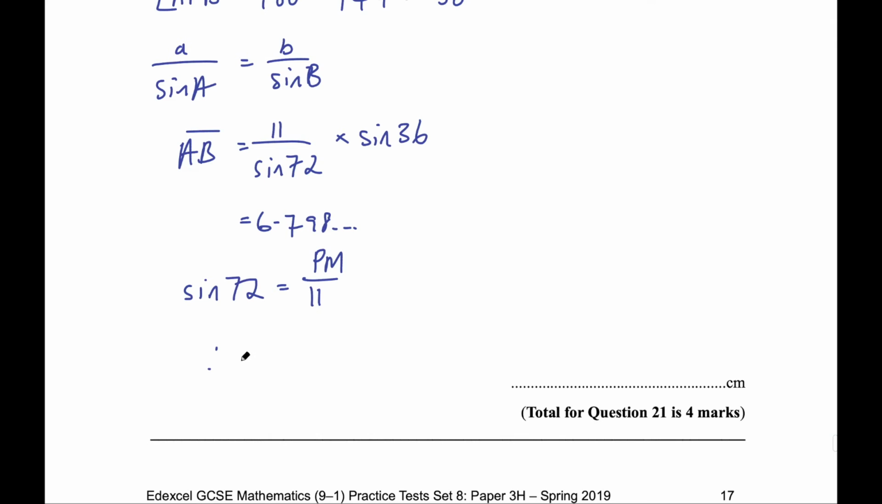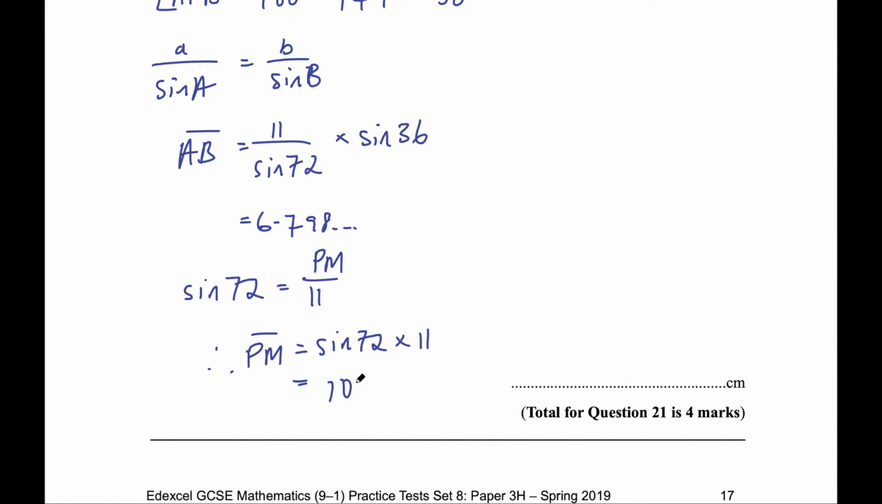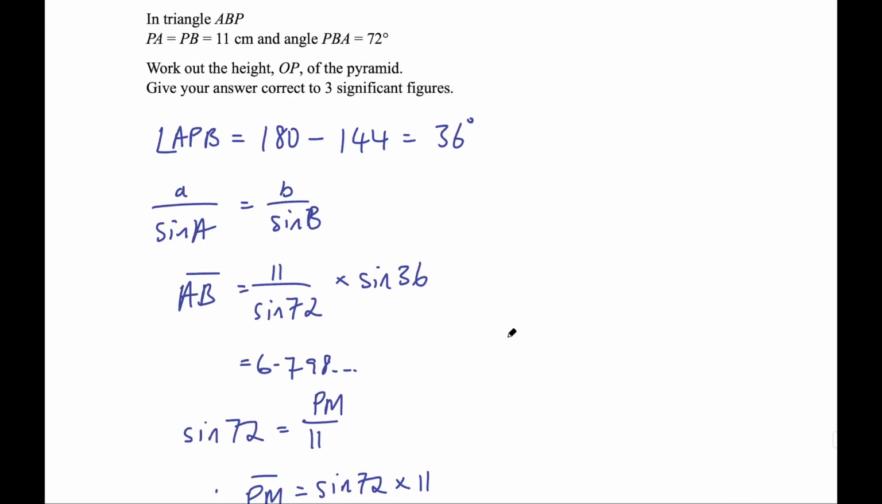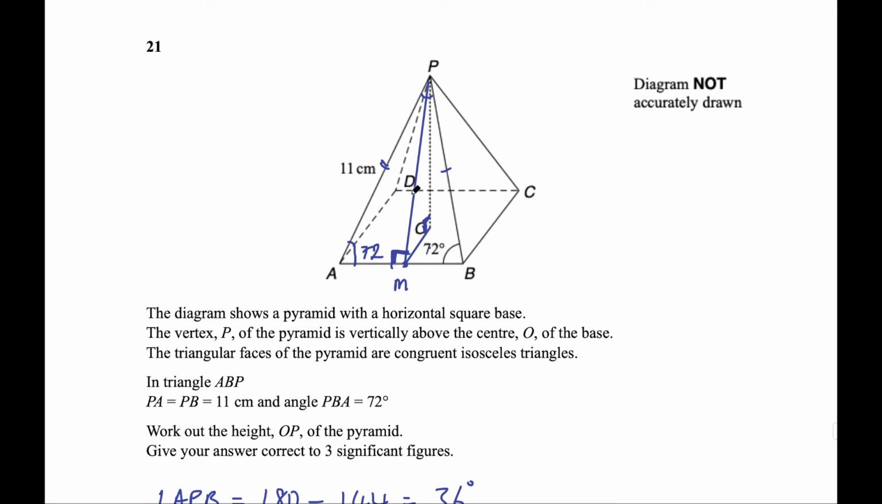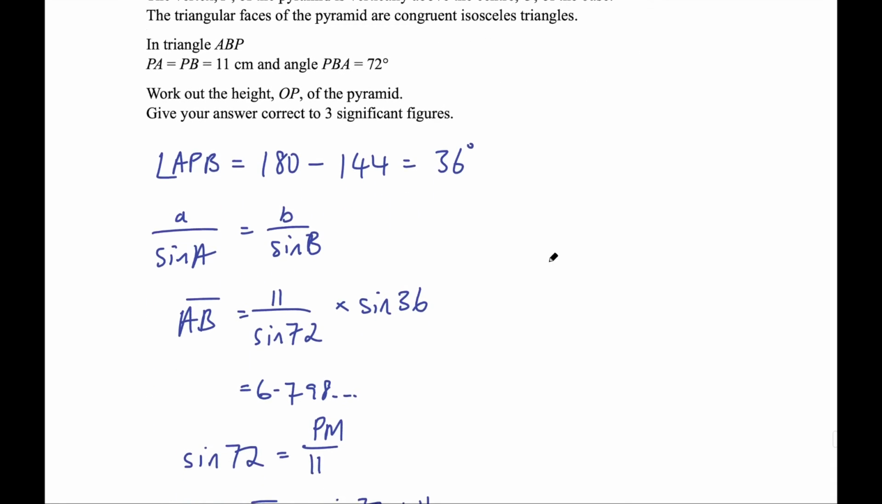So therefore, side PM, or length PM, is equal to sine of 72 times 11. Okay, sine of 72 times 11, let's work that out. That's 10.46, etc. Okay, now I have that length there. I have two sides of that right angle triangle. Let's go ahead and use Pythagoras' theorem to work out OP.